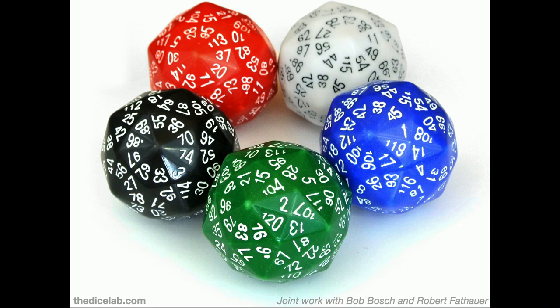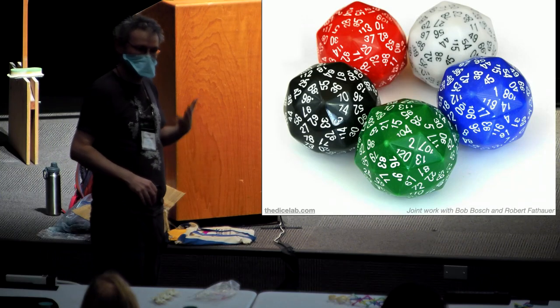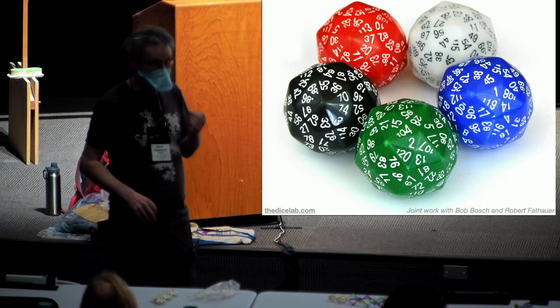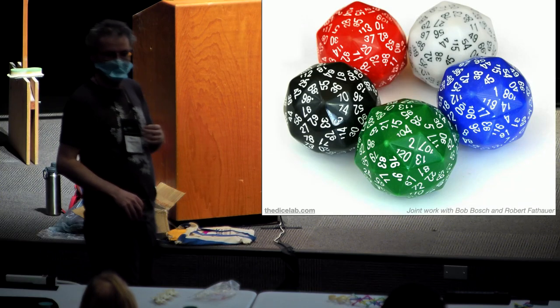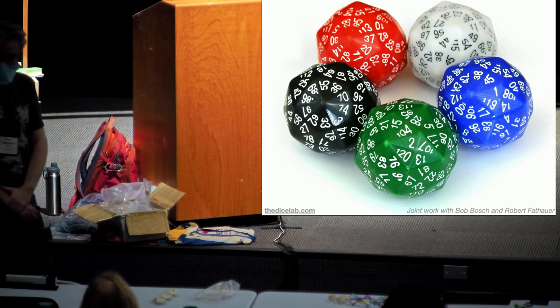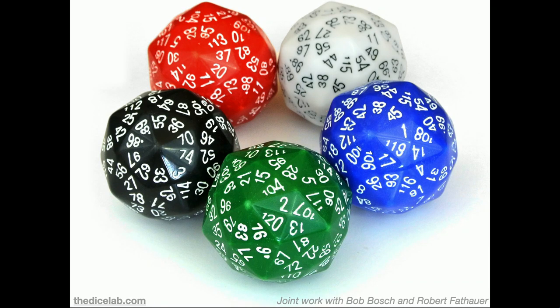Robert Fathauer and I have been working on making these dice for many, many years. And we enlisted Bob Bosch, who's in operations research at Oberlin College. This is an integer linear programming problem. So you can start using software to try and sort this out. And we found one solution after, you know, a month of computer time, and we were pretty lucky to find it.